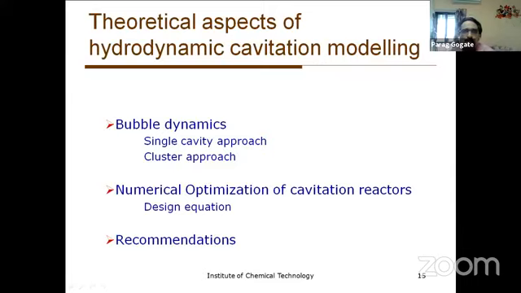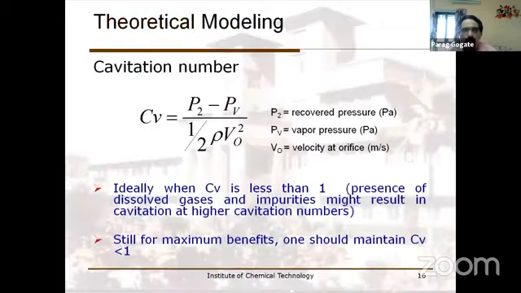Let's look at some of the theoretical aspects, because we may not want to actually perform experiments with different cavitating devices. Theoretical aspects like bubble dynamic simulations can really be useful in deciding what my optimum geometry should be to get maximum effects. So you can solve different equations like a single cavity approach, or a cluster approach, you can numerically optimize the cavitation reactors, and then we'll have some guidelines based on this.